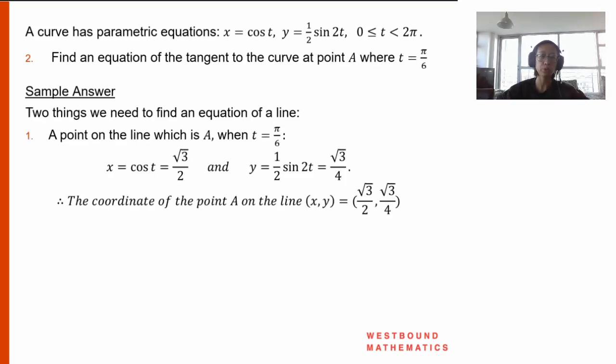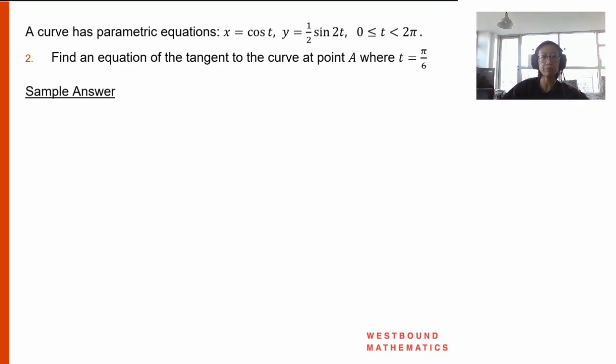Moving on to part 2 of the question, it says to find an equation of the tangent to the curve at point A where t is equal to pi over 6. Remember, there are two things we need in order to find an equation of a line. Let's go back one step. There are two things we need in order to find the equation of any line. It doesn't have to be a tangent line, it can be a normal line, it can be any line.